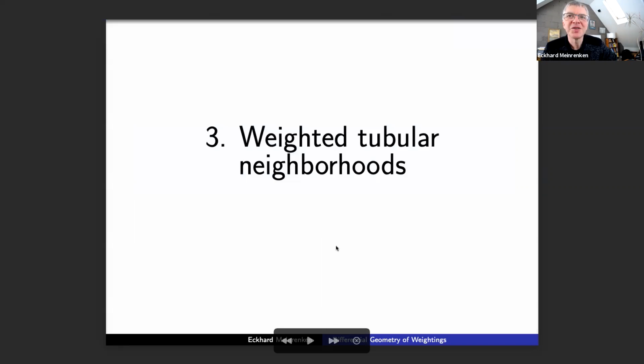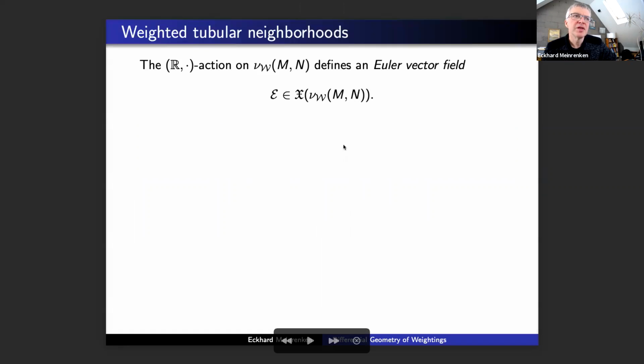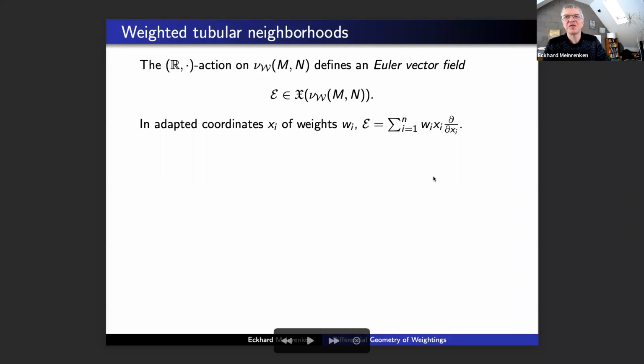All right, weighted tubular neighborhood embeddings. So we have this action of scalars on the weighted normal bundle. So there's some corresponding vector field on it, which is the Euler vector field. In coordinates, if you use these weighted coordinates that I had in the very beginning, it's like the usual Euler vector field, except you have to stick in these weights.